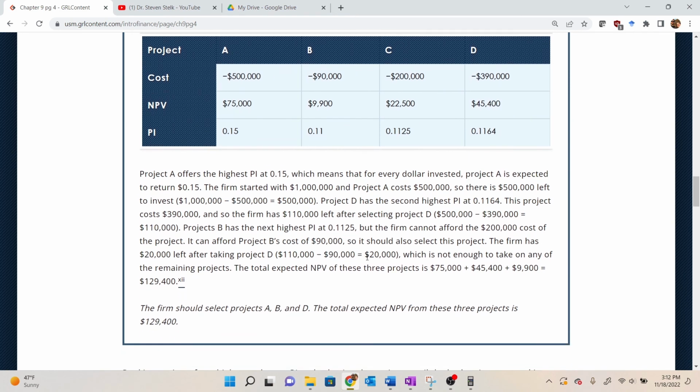But you're always going to come up with the same answer that you're going to get by ranking them by profitability index, and then just starting at the highest profitability index and working your way down until you use up your budget. So this is something of a shorthand method for getting to the most efficient answer, that is generating the highest net present value possible given the budget that you have and the projects that are available for investment.